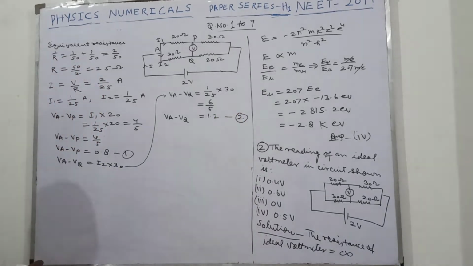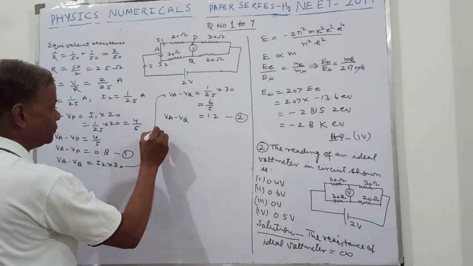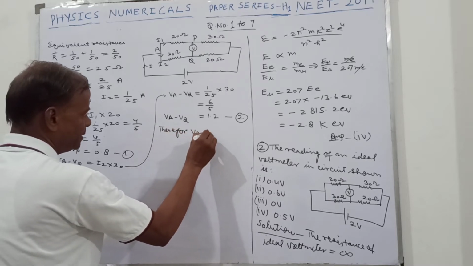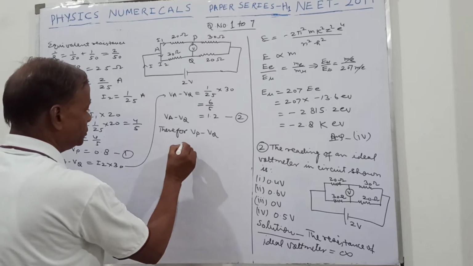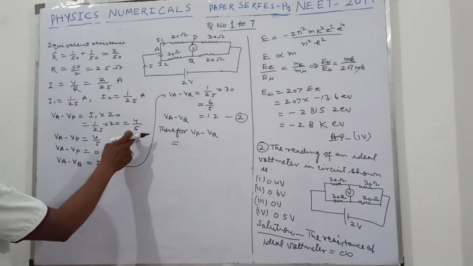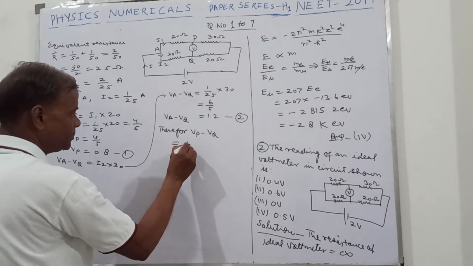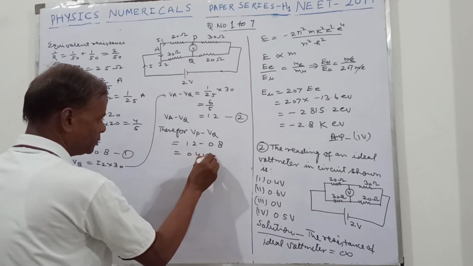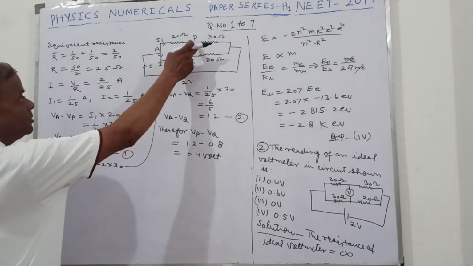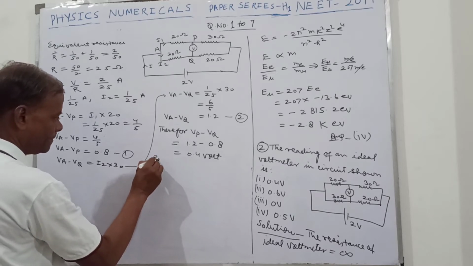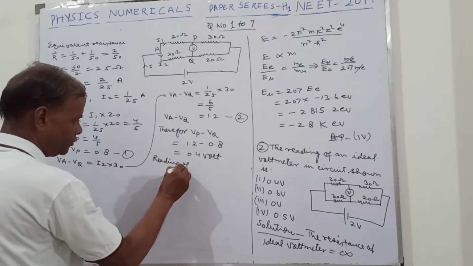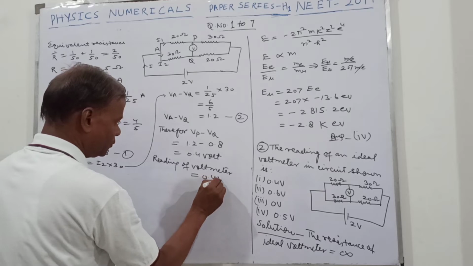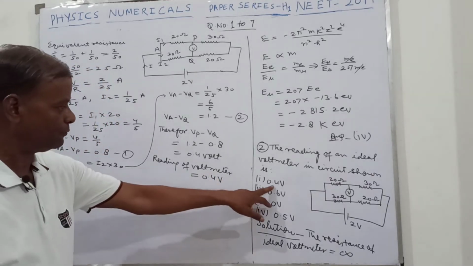So now you find VP minus VQ. Subtracting, we get 1.2 minus 0.8, so this is equal to 0.4 volt. This is the reading of the voltmeter. Reading of voltmeter equal to 0.4 volt. So now the right option is the 4th.